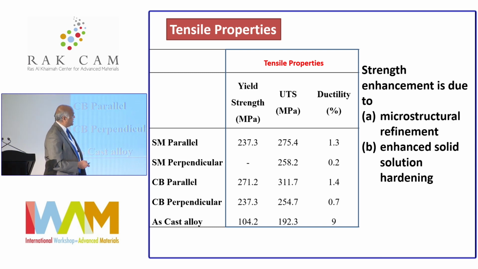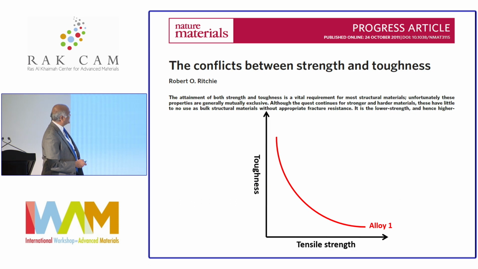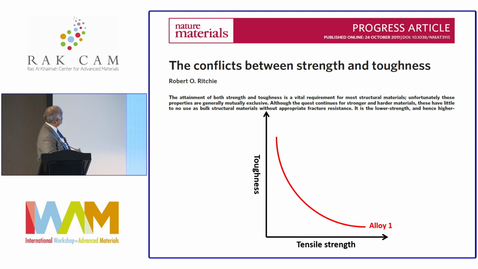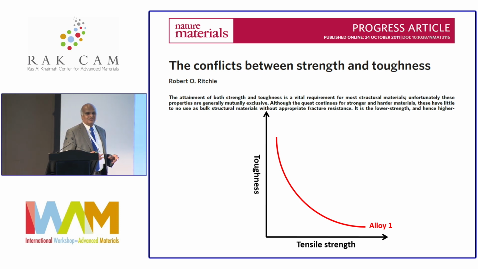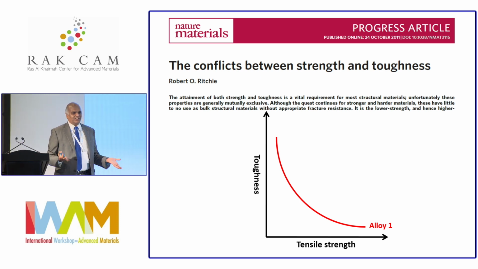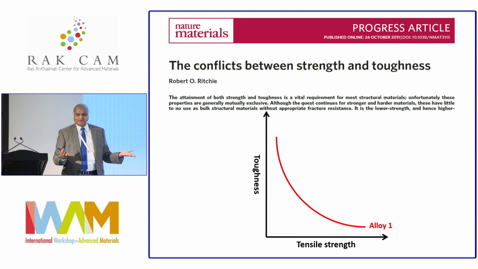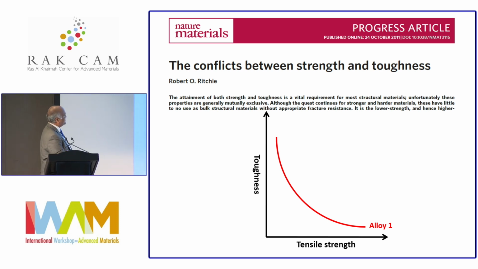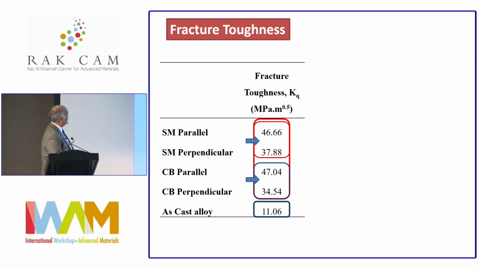So we were also thinking that, but anyway, we did fracture toughness measurements. And by the way, Rob Ritchie has written a paper some years back that there's a conflict between strength and toughness. And this is what, as materials engineers, we always try to get the best of both, but if you try to increase strength, you get down on toughness.